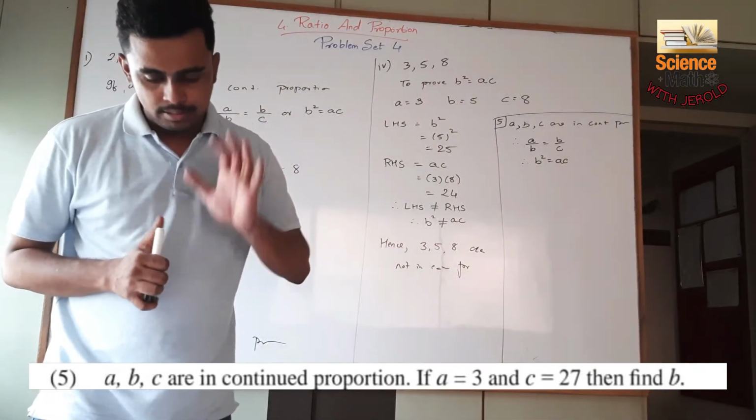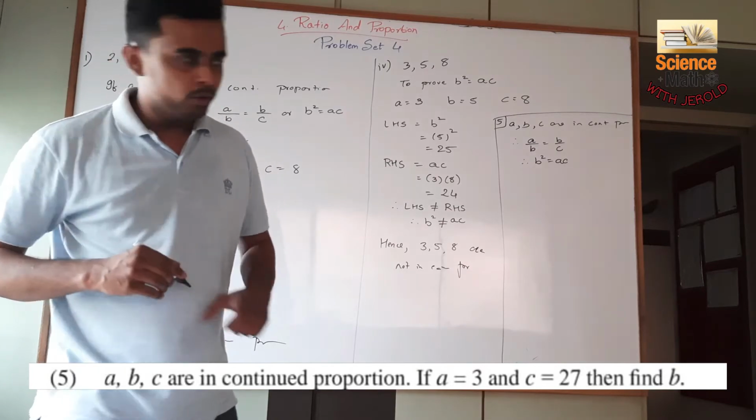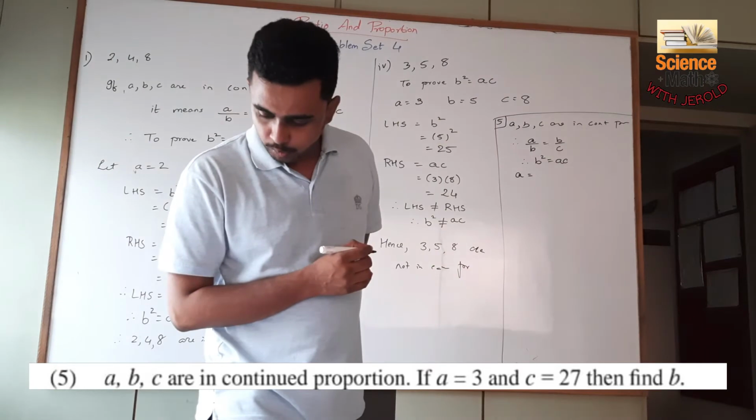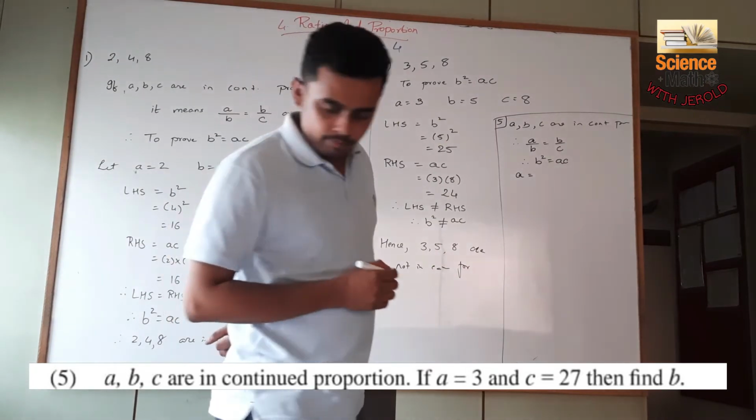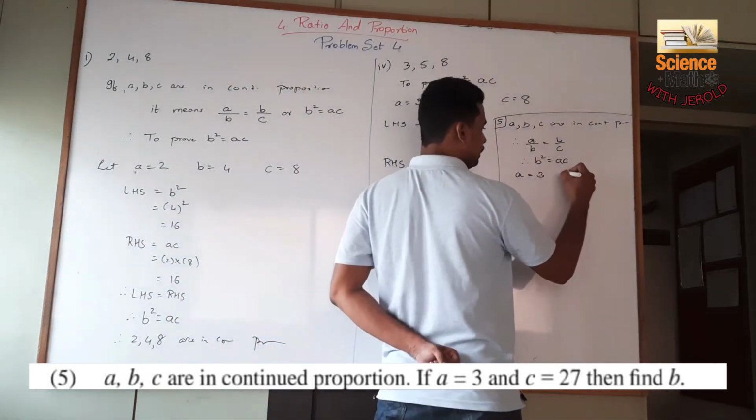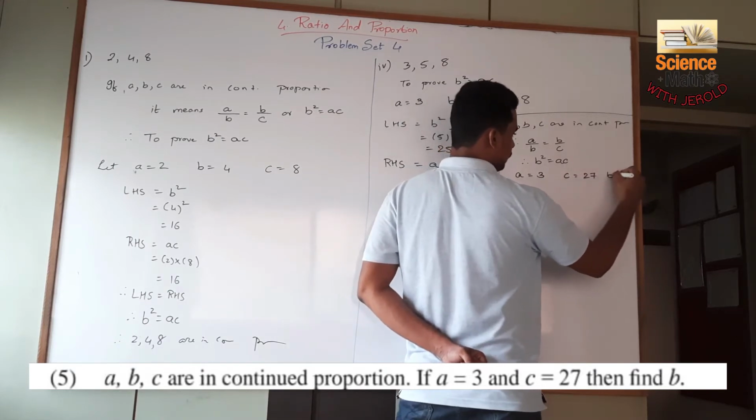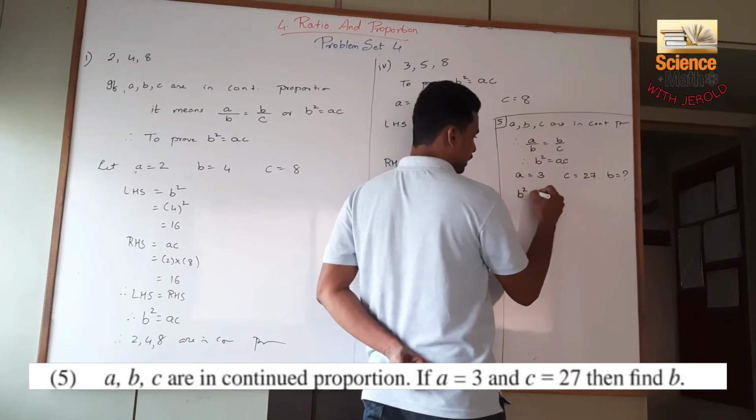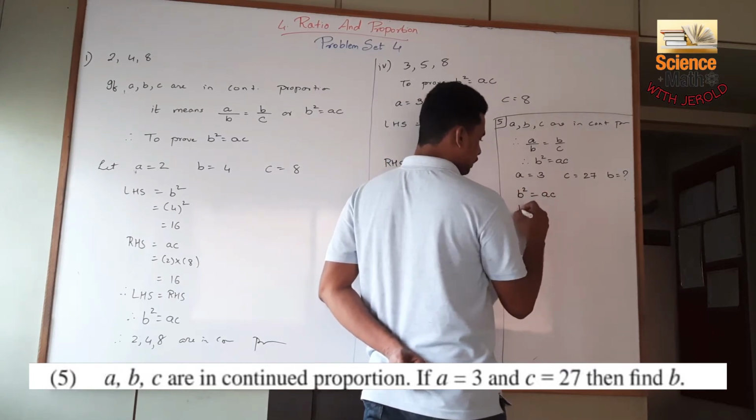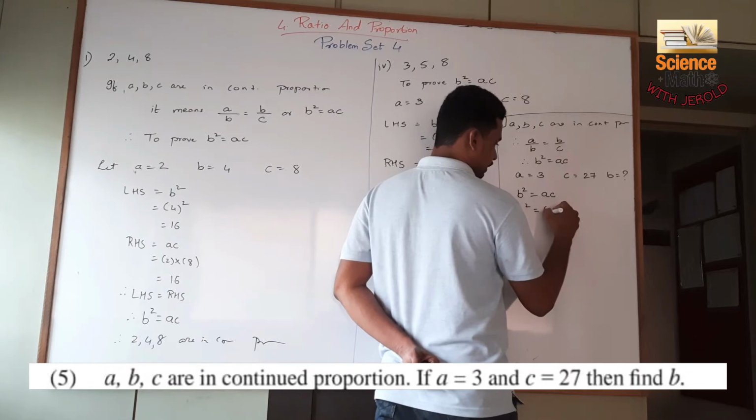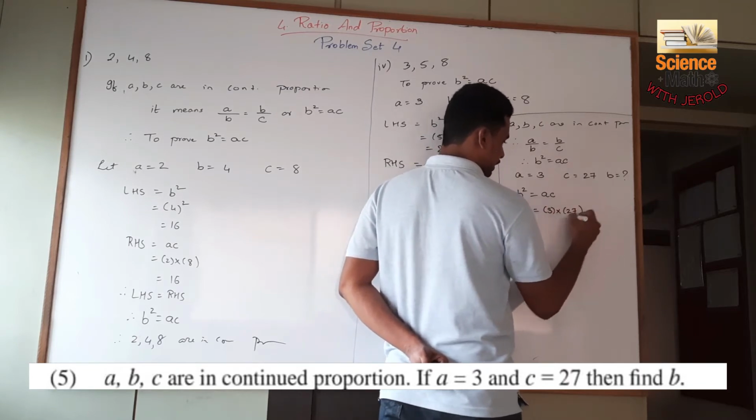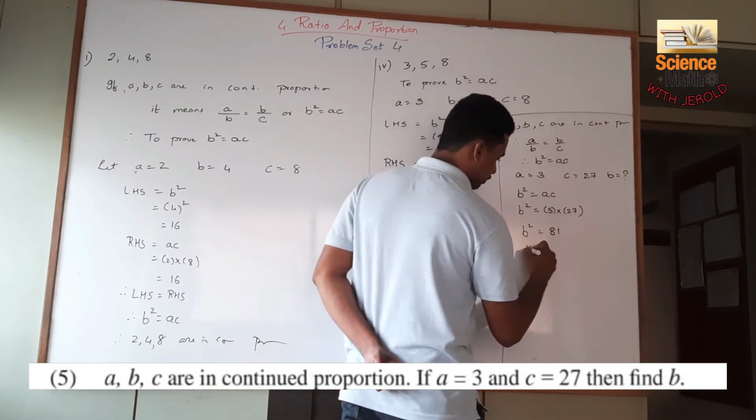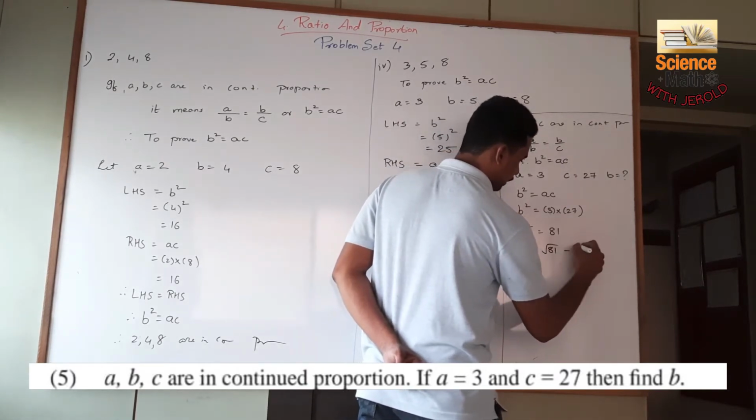This is what we know, and what we are supposed to find. A is given, C is given, and we are supposed to find the value of B. A is given to me as 3, and C is given as 27. So A is 3, C is 27. B is what we have to find out. Therefore, B square is equal to AC. B square is equal to 3 multiplied by 27. B square is equal to 81. Therefore, B is equal to under root 81.